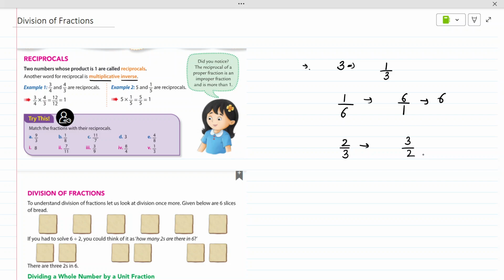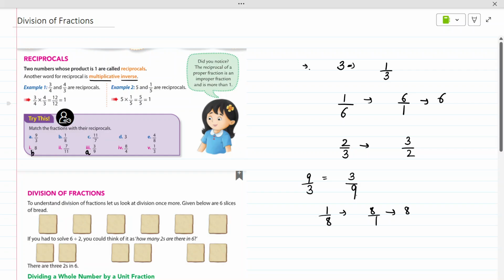Okay, so now let us try these. Match the fractions with their reciprocals. We have 9 by 3. So what will be the reciprocal of 9 by 3, kids? It will be 3 by 9. And we have this here, so for A, this is A. Next we have 1 by 8. So the reciprocal of 1 by 8 is 8 by 1, which we can also call 8. So we have 8 here.